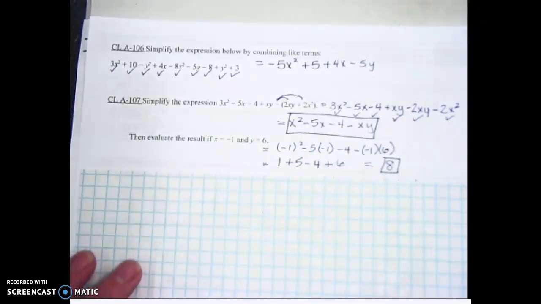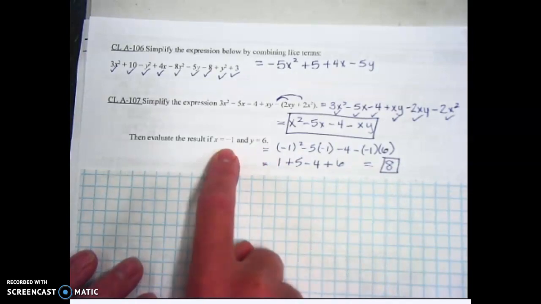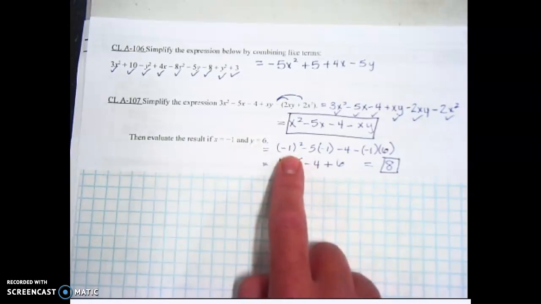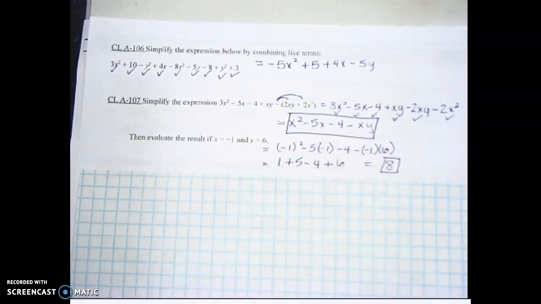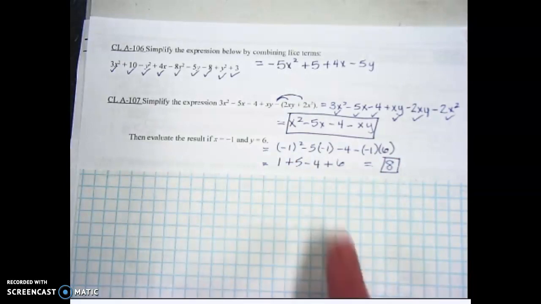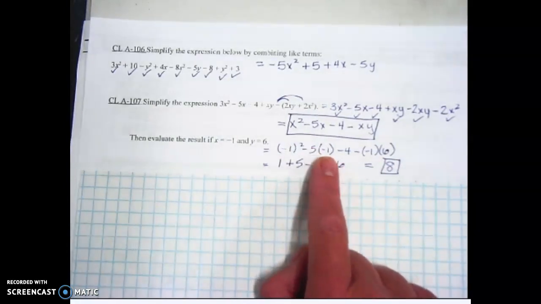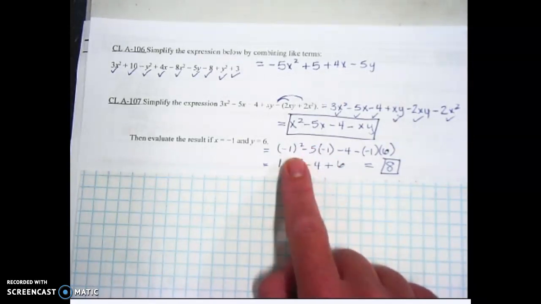Then I plugged in the values that they gave me. I plugged in negative 1 for x, and I plugged in positive 6 for y. Notice that I use parentheses. That's a good strategy so you don't end up missing the sign. So negative 1 squared is 1. 5 times negative 1 is negative 5, but you're subtracting the negative 5, so I added 5.